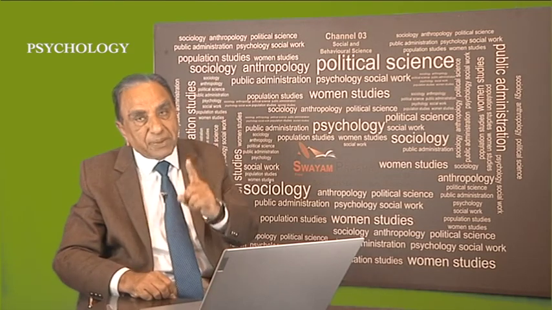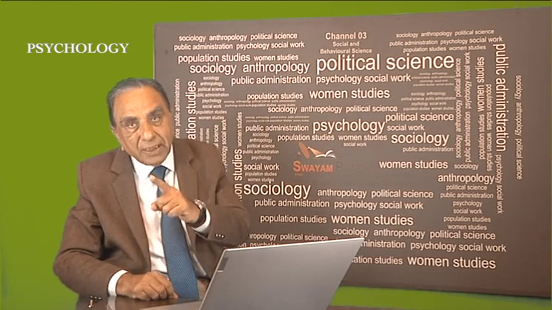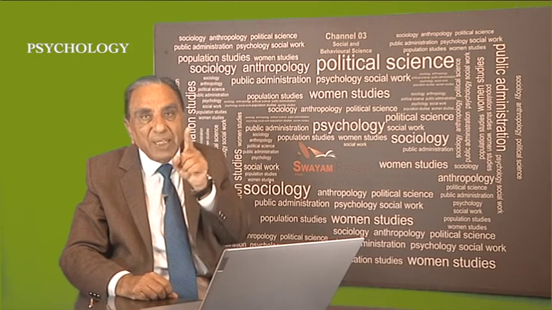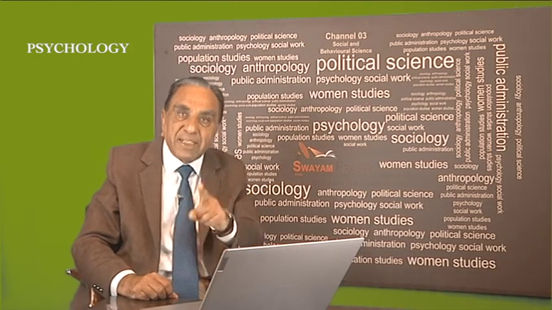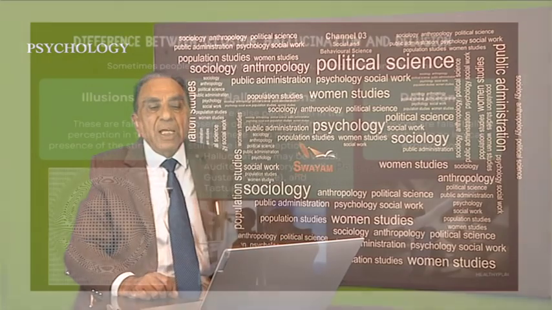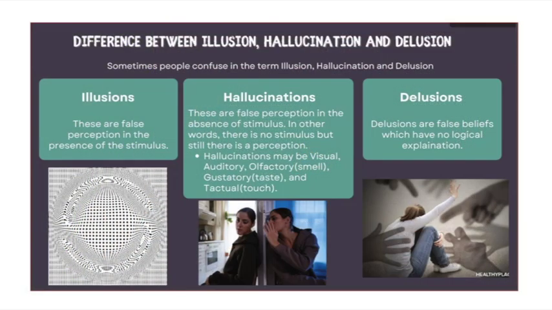So, five sense organs, five types of hallucination. In the absence of stimulus, if you are giving perception, that is hallucination. In the presence of stimulus, if you are giving wrong perception, that is illusion. The third concept is delusions. I am explaining delusion because the words are similar, so you may not get confused. Delusions are false beliefs which have no logical explanation. No logical explanation, but still it is my belief.